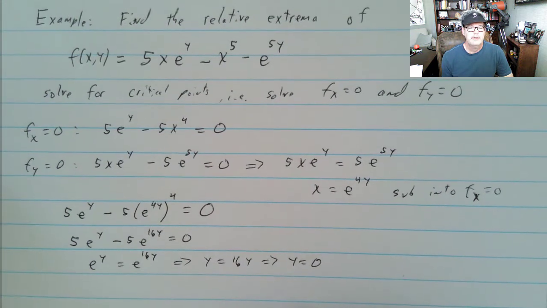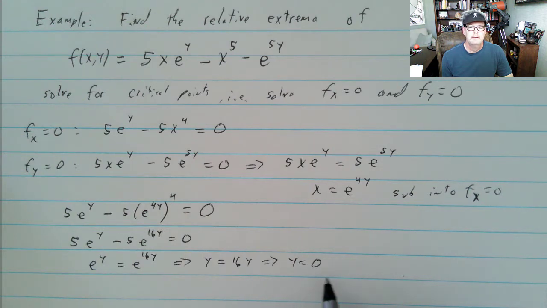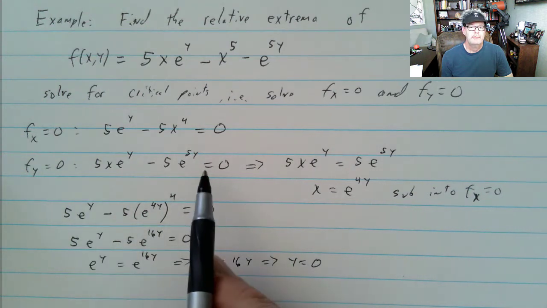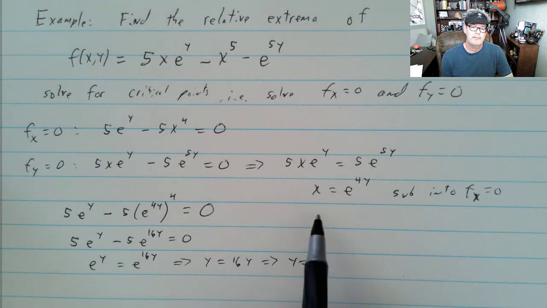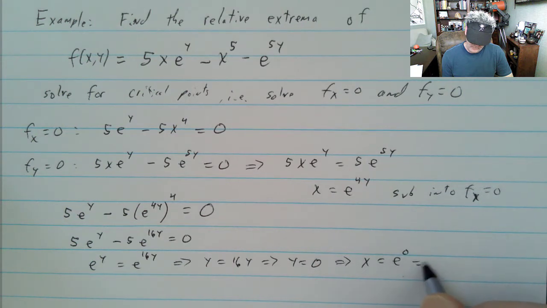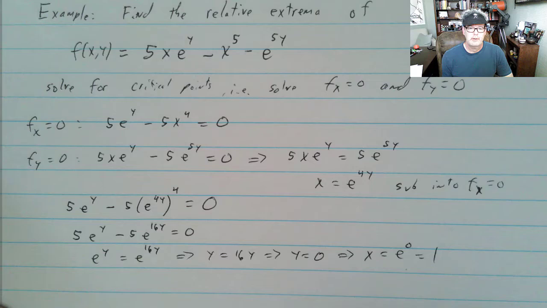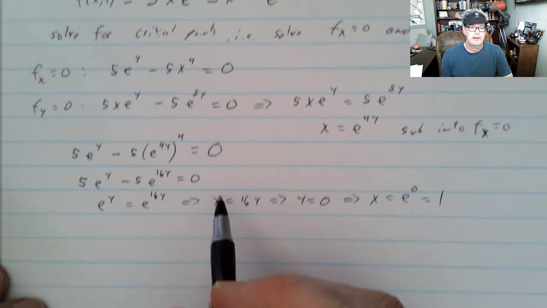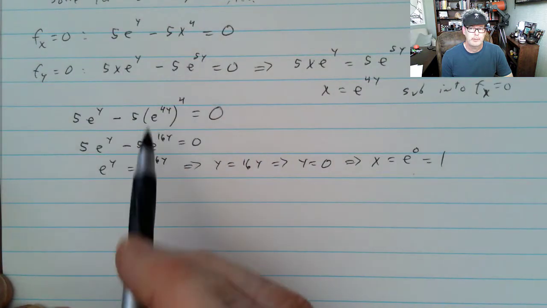So y equals 0 is needed for this equation to be 0 when we have x equals e to the 4y. So since x was e to the 4y, this implies x equals e to the 0, or 1. So (1, 0) is our only critical point. That'll be the only point that works on both equations.